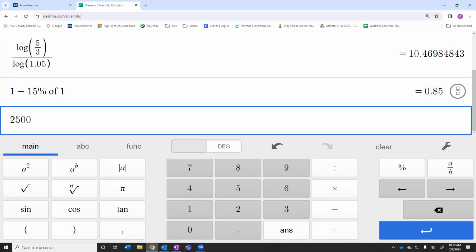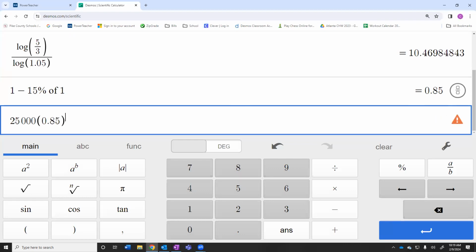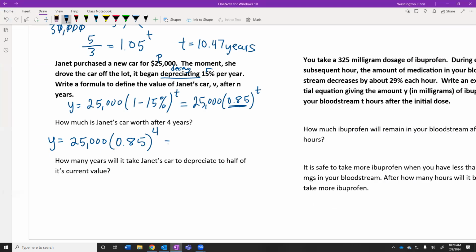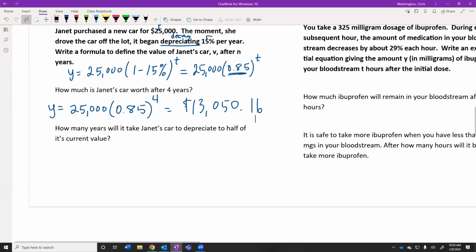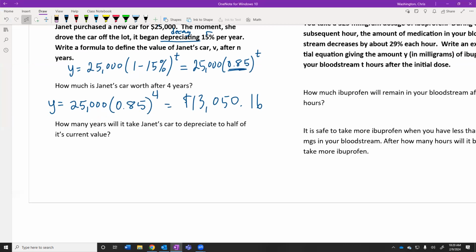25,000, parentheses, 0.85. We're going to hit the exponent button. We're going to put 4 there. So after 4 years, this person's car is only worth $13,050.16. How many years would it take Janet's car to depreciate to half of its current value?